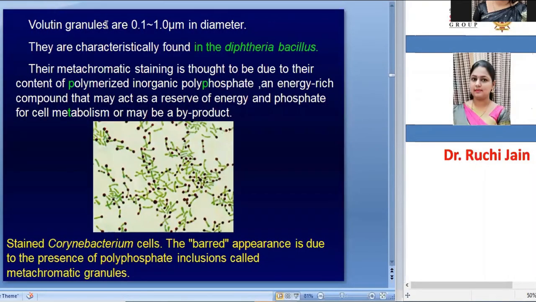So these are the volutin granules, which are 0.1 to 1 micrometer in diameter. They are characteristically found in the diphtheria bacillus. If you stain the inclusion granules, then it will look like this. The red color structures are the inclusion granules. These are the stained Corynebacterium cells, where you can see the red color is due to the staining of inclusion granules.